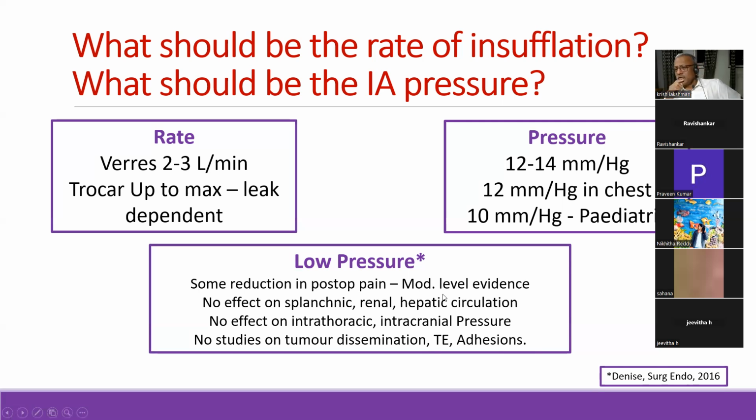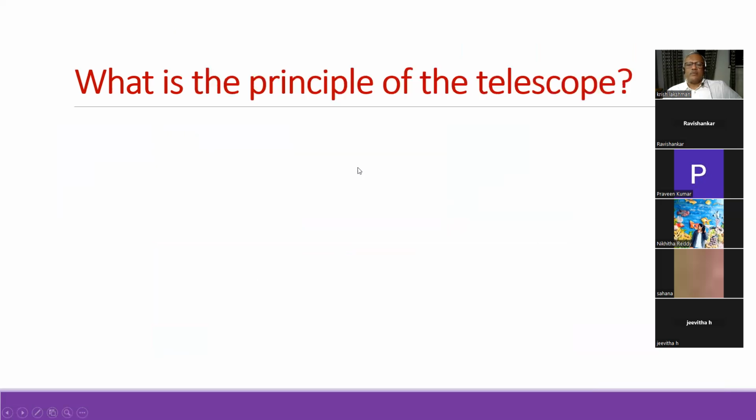But as we mentioned earlier, if somebody has a cardiac or respiratory comorbidity where they do not tolerate the usual 14 millimeters of mercury, it's always good to operate at a lower level of 12 or 10 millimeters of mercury. Okay, so how does the telescope work? As I said, this is a class on principles, and I just want to briefly touch upon them.